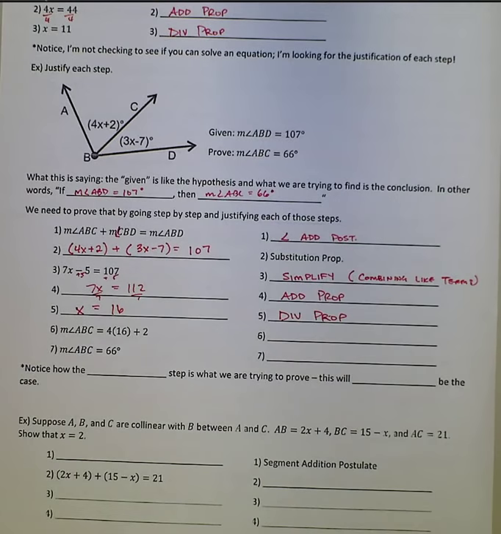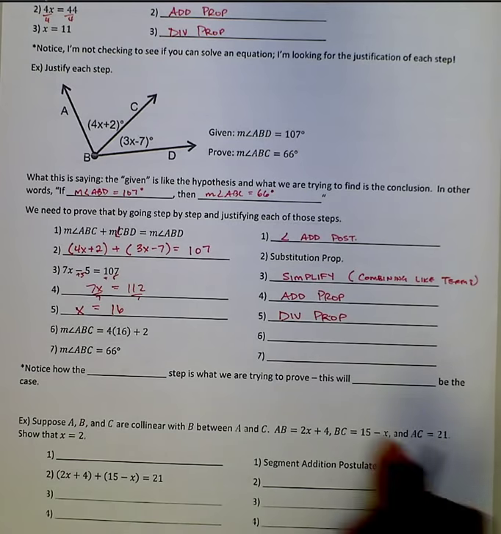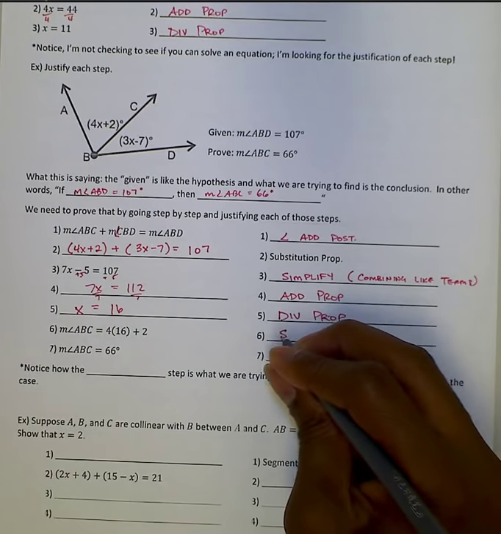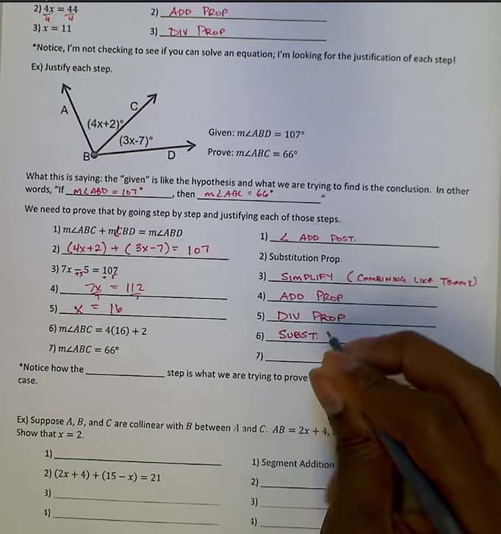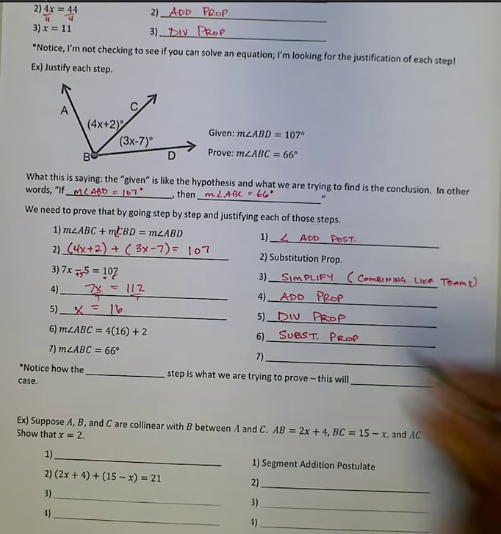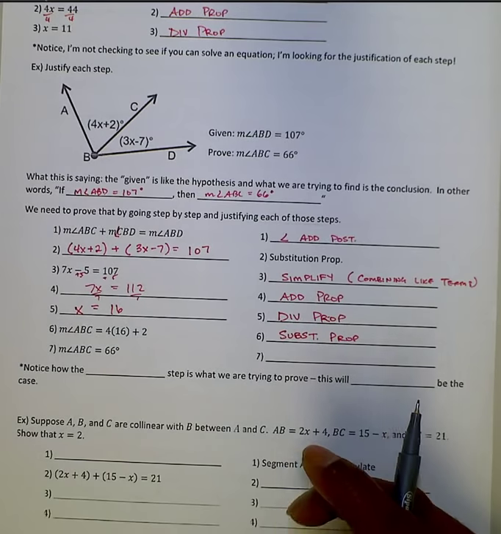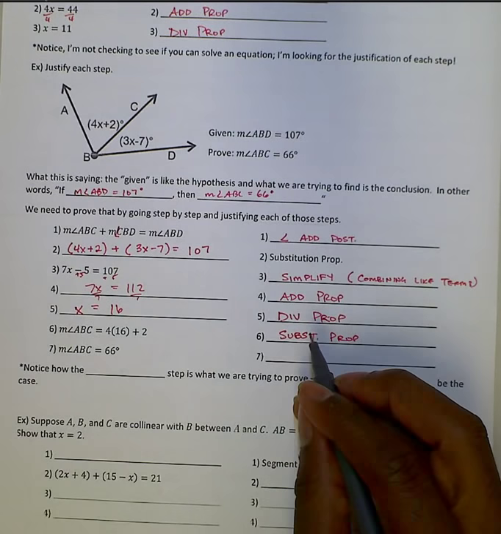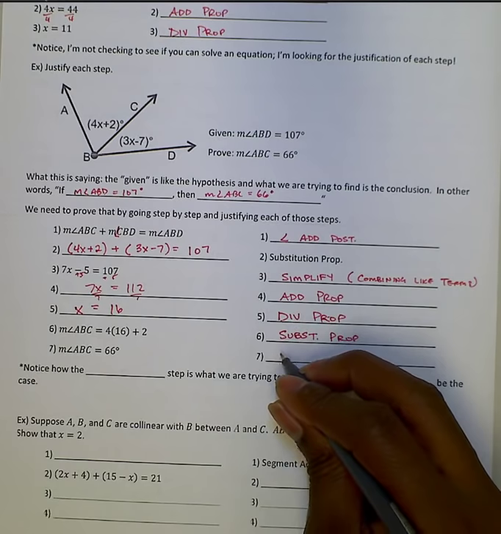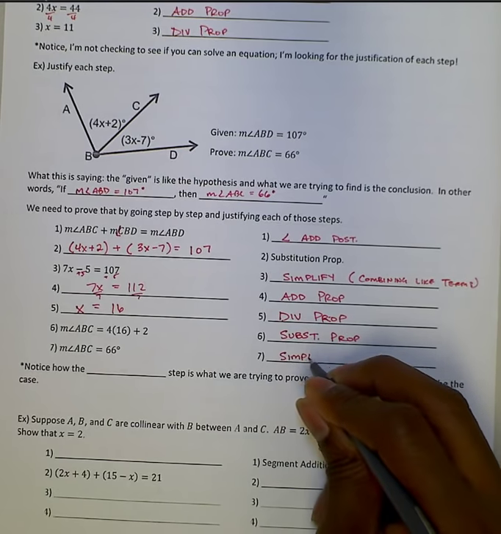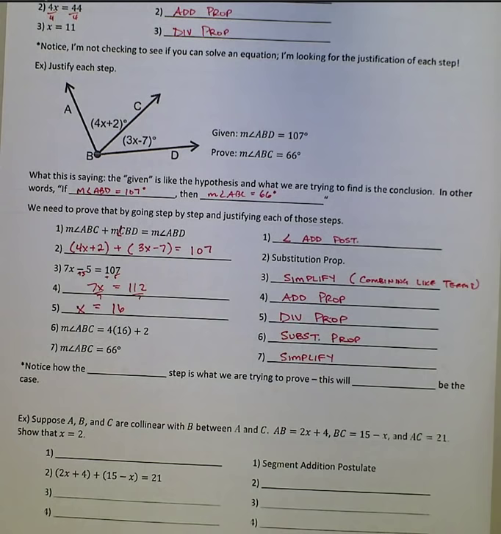Alright, and so now I found that x equals 16. So notice here that I said the measure of angle ABC is 4 times 16 plus 2. I'm doing substitution. Because now that I know that x is 16, I can plug 16 in any time that I see x. And so now the measure of angle ABC is 66 degrees. That is just simplification. You just say simplify. Because that's all we did. 4 times 16 is 64. 64 plus 2 is 66. All we do is simplify.